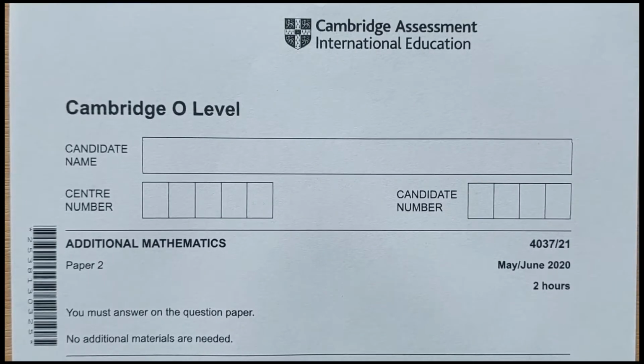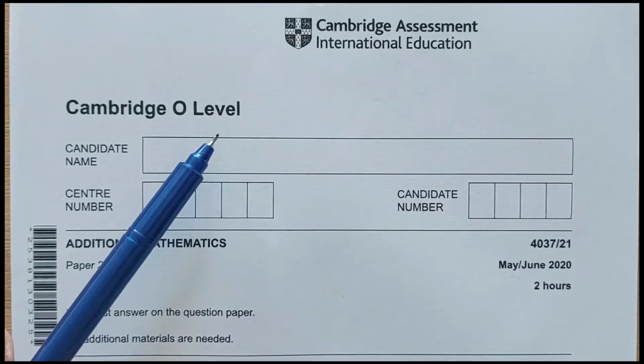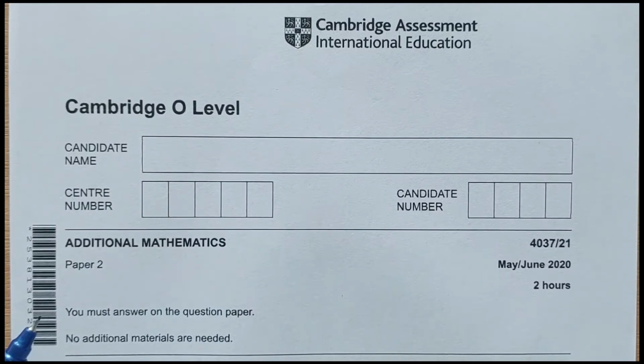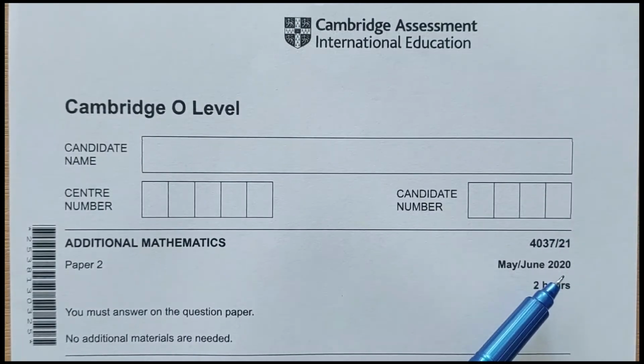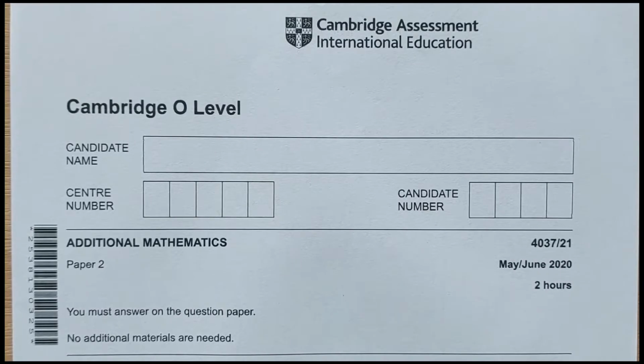Hi everyone, in this video we are going to solve Cambridge O-Levels Additional Mathematics Paper 2 in the May-June 2020 session, Paper 2-1. So let's start with the first question.